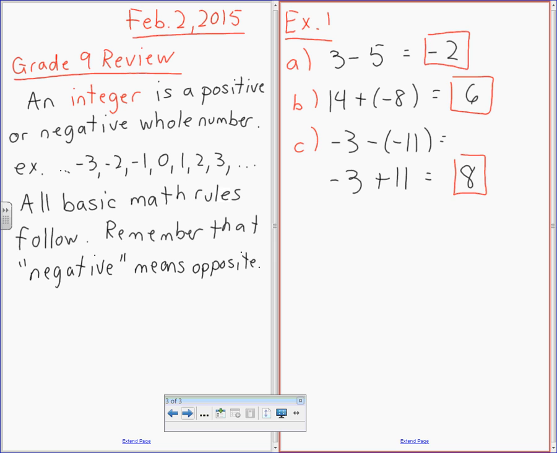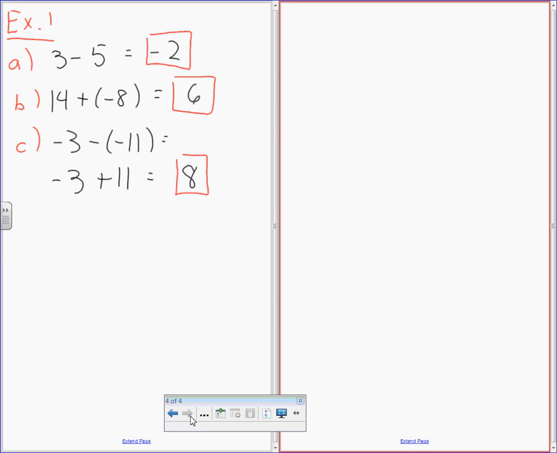Noah, are you ready? 8 times negative 2. If you weren't in my class before, a dot means multiply. So 8 times negative 2 is what? It is negative 16.